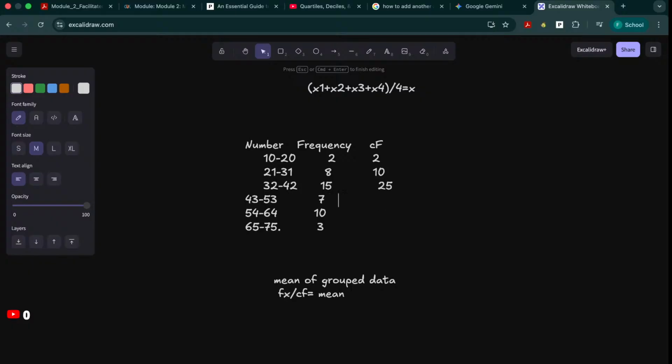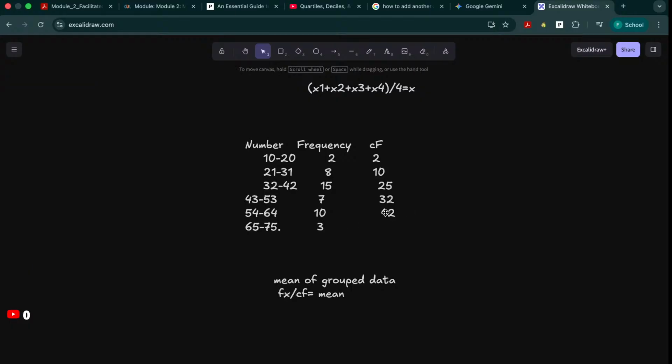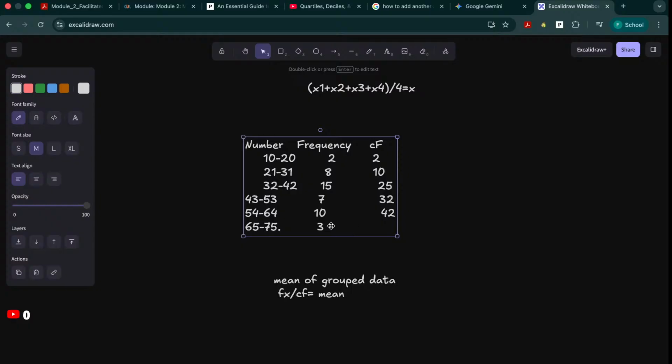Then we have 25 plus 7, we get 32. Then we have 32 plus 10, 42. Then we have 3 plus 42, 45. So we have the total cumulative frequency as that.